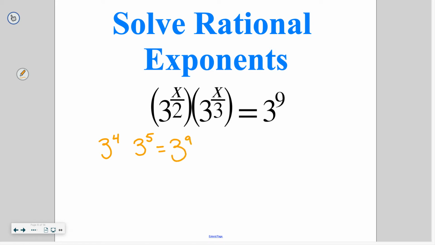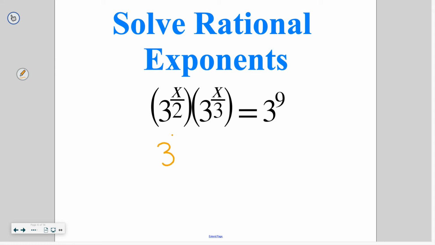If you were taking a power and raising it to another power, we would have ended up with 3 to the 20th power. If we were dividing, remember you subtract those exponents. So 3 to the 9th over 3 to the 7th would give us 3 to the 2nd power. So those are the key rules we need to remember. Now we're looking at our base here. We've got 3 and 3. These values are being multiplied, so that means our exponents here are being added.